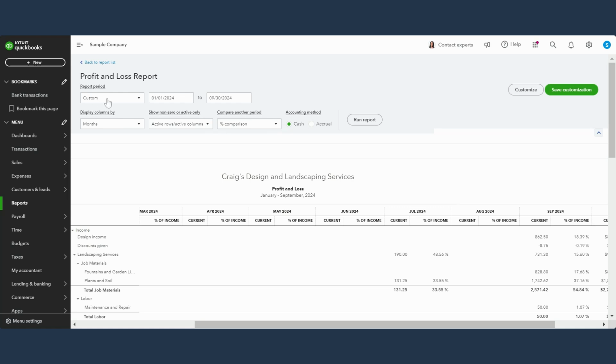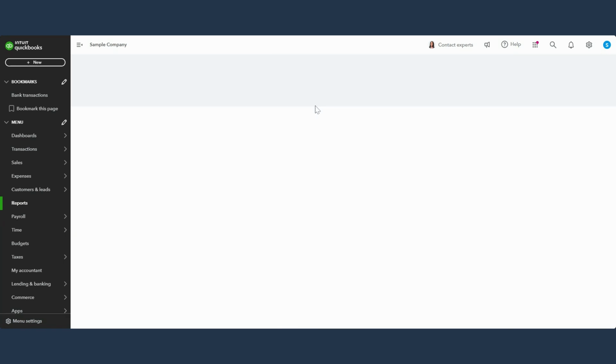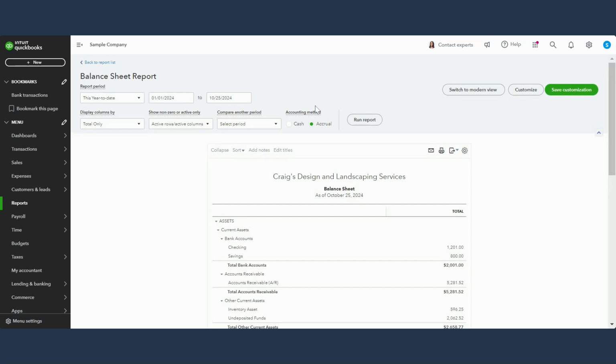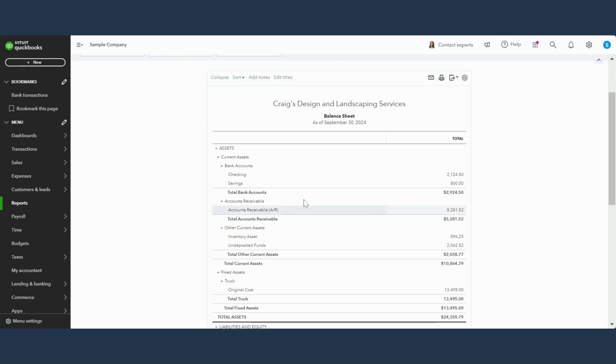Now, the next report, the second report, is the balance sheet report. So let's go back to reports and click on balance sheet. Okay, so with the balance sheet, I'm going to pull the balance sheet up to last month. A few things to analyze with the balance sheet as well. Make sure your bank account balances look good.